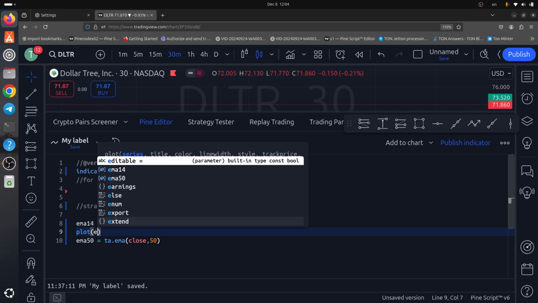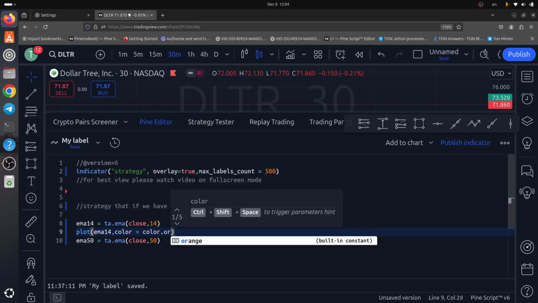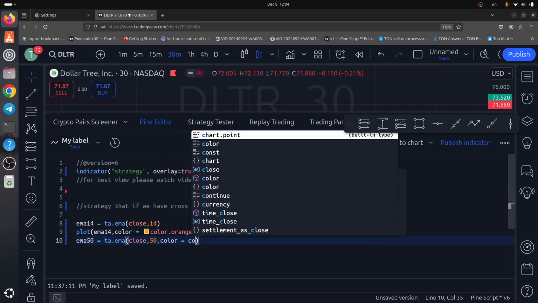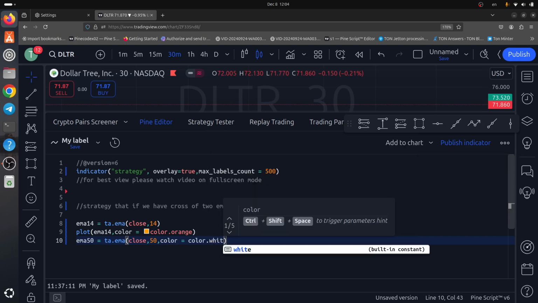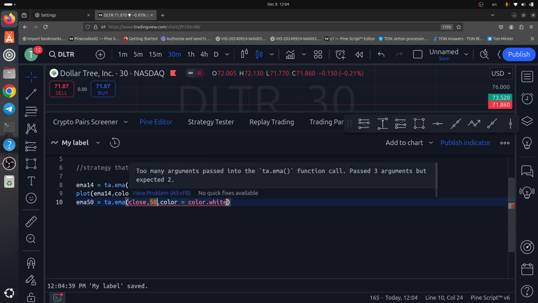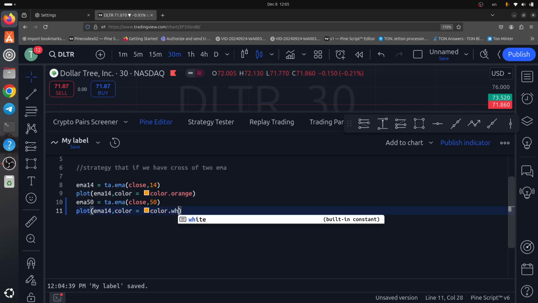Plot EMA 14, color.orange. Here for example color.white. We save it. Here, why should I write it on plot like this, color.white, and EMA 50, and we add it to chart.